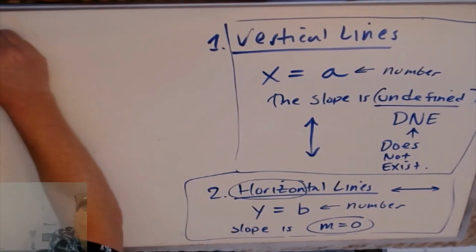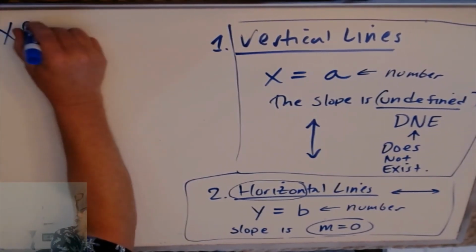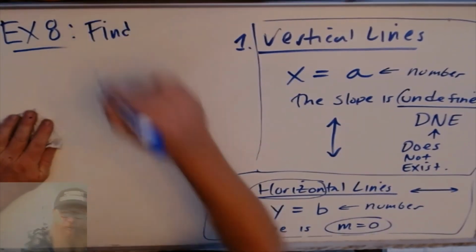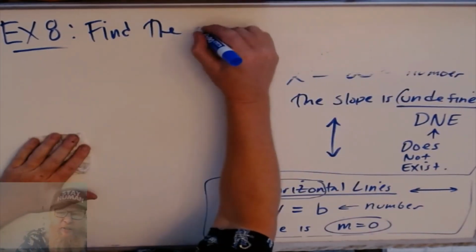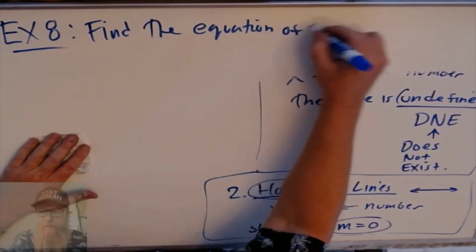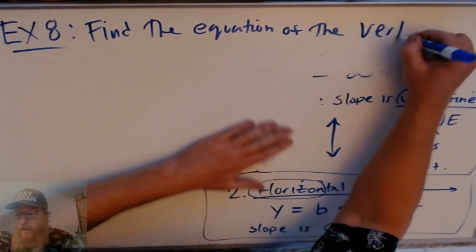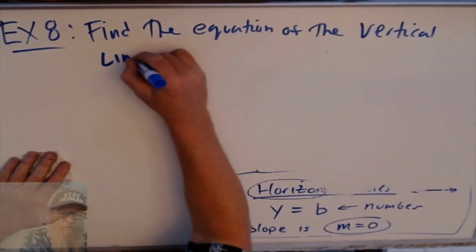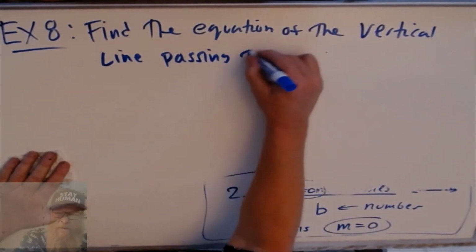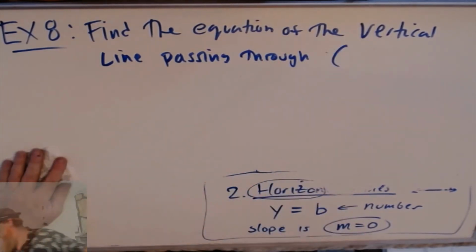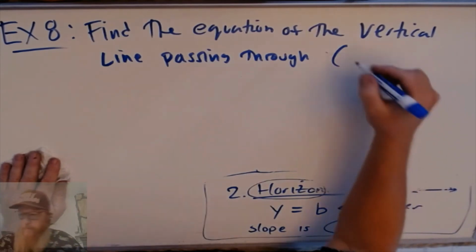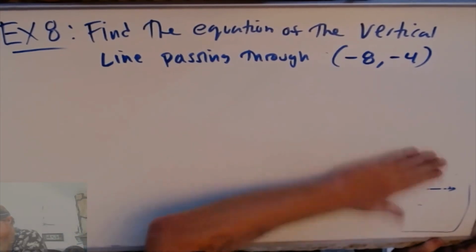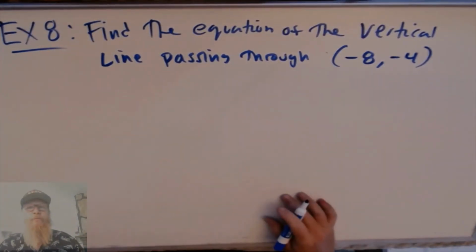All right, let's do an example of these. Example 8. Find the equation of the vertical line passing through -8 and -4.